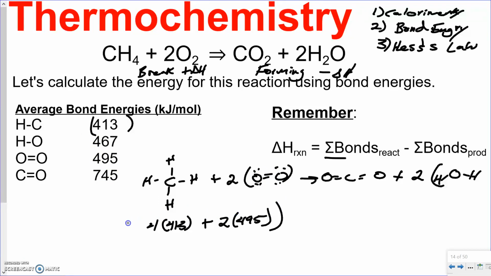Okay, and that is the sum of all the bonds of the reactants minus the sum of all the products. So our products, we're going to have 2 oxygens double bonded to a carbon, which is 745, plus 4, and the reason it's 4 is because we have 2 waters: 4 single bonded hydrogens, 2 oxygens, which is 467. Okay, and we add those up.